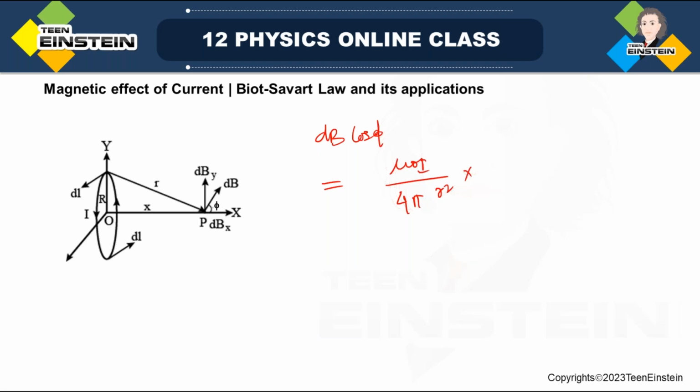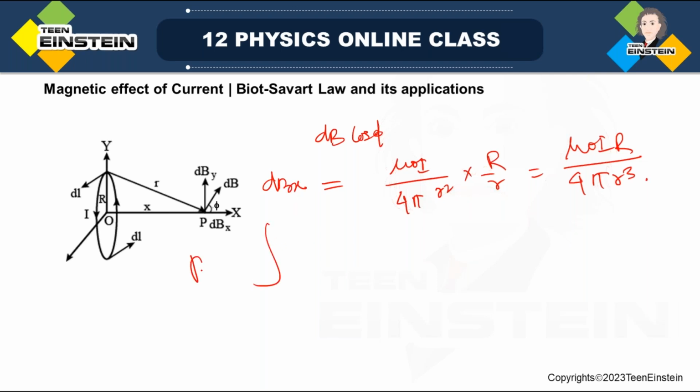Okay, so far it is all right. Now we have to put the value of cos phi. Cos phi we have got r by small r. That means mu 0 I r by 4 pi r cube, and this is for a single element, dBx.